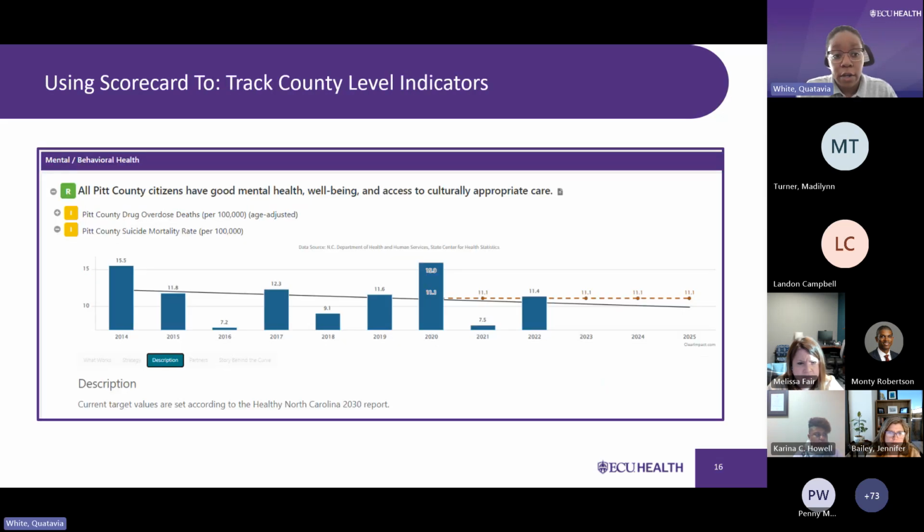Next, we're able to track our county level indicators. And these, as Landon mentioned earlier, are statistics that measure what the health condition is in our county. This could be life expectancy, uninsured rates, or even obesity. Also, you can look at how you've been doing in the past to see where you're projected to go. And in this example, a county might say, hey, what happened in 2016? Our suicide rate was really low here. So we might want to duplicate that again and see if that helps bring that rate down.